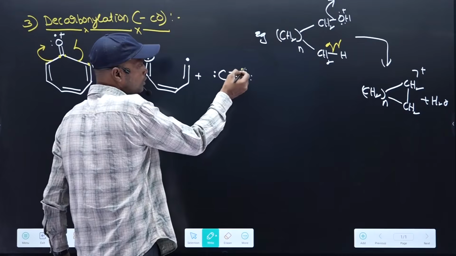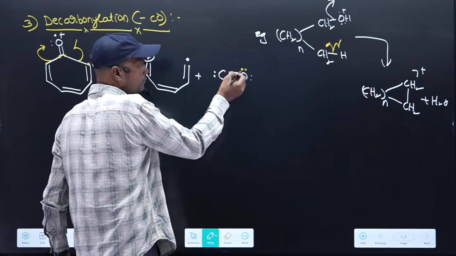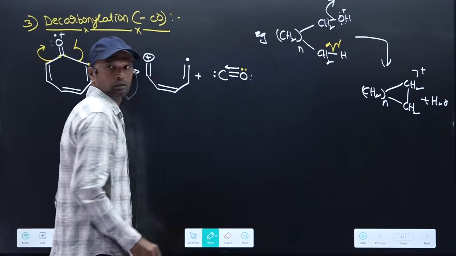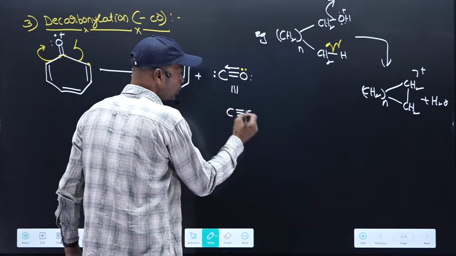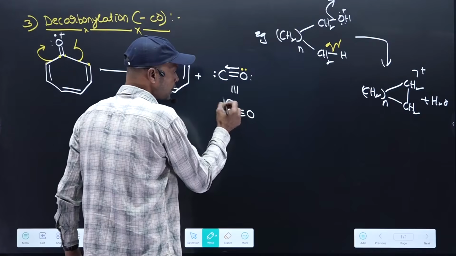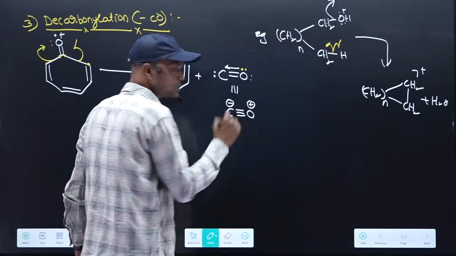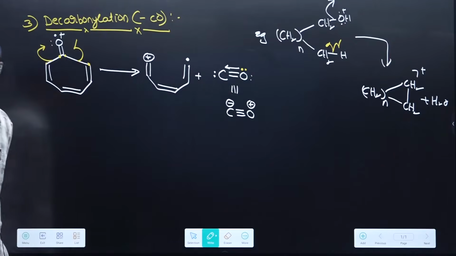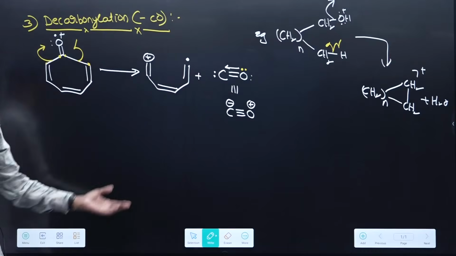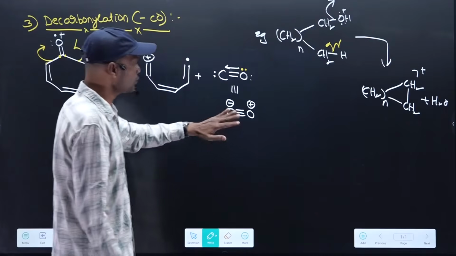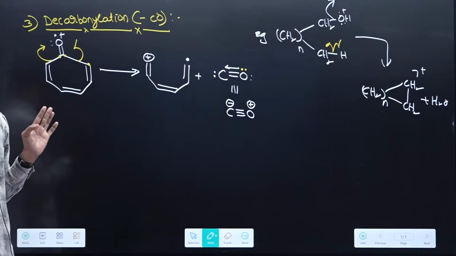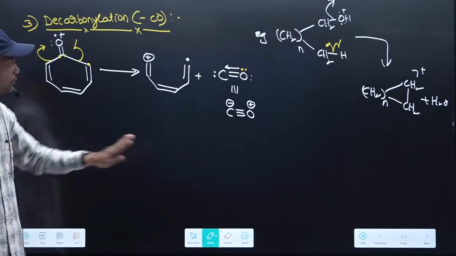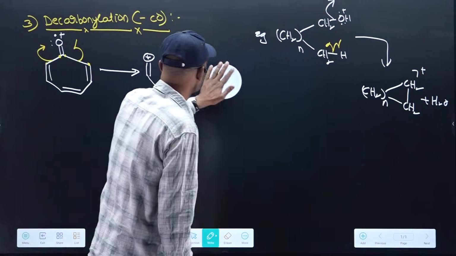Now this non-bonding electron pair is shared and forms a coordinate covalent bond. Later on this coordinate covalent bond becomes a covalent bond. At that time this carries negative, this carries positive. So this is the carbon monoxide structure. Clear? Otherwise, if you are confused over here, you better write CO directly.